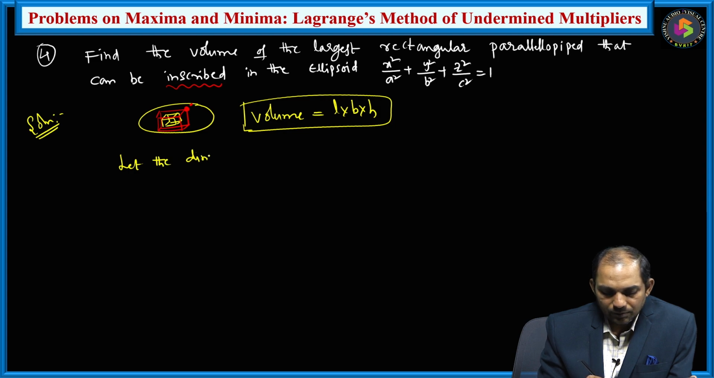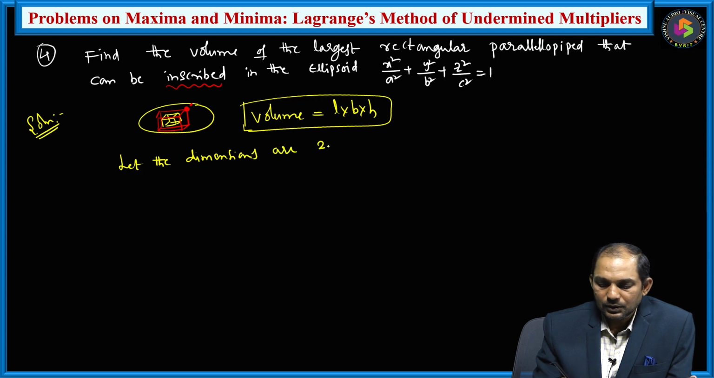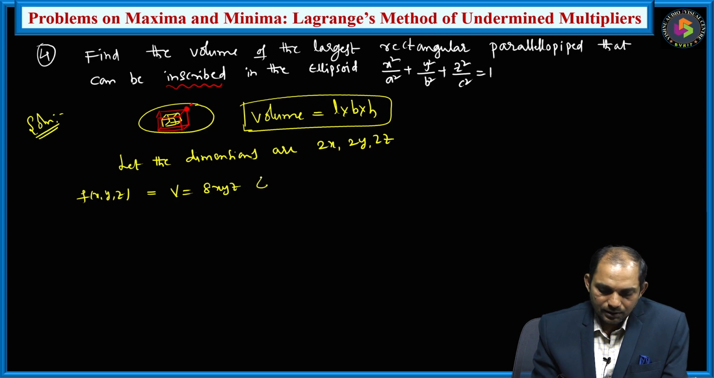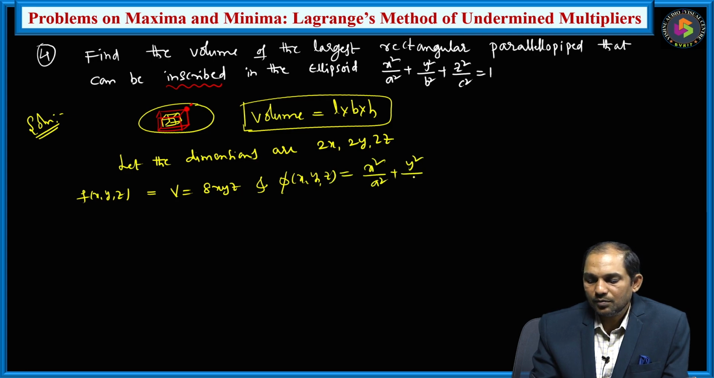Let the dimensions of the rectangular parallelepiped be 2x, 2y, 2z. Then the volume formula is given by 8xyz. What we are trying to do is maximize the volume, that is the reason we consider f of x, y, z as V. And the condition is given by phi of x, y, z is x square by a square plus y square by b square plus z square by c square minus 1 equal to 0.